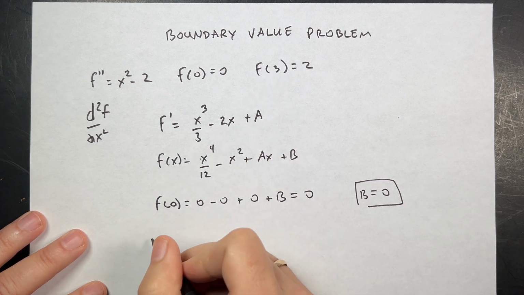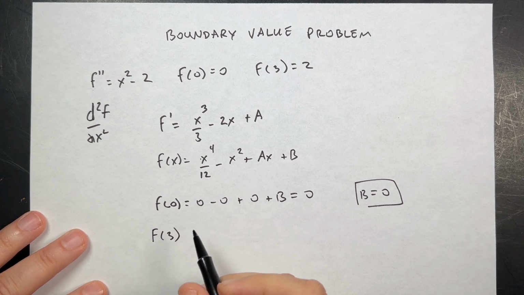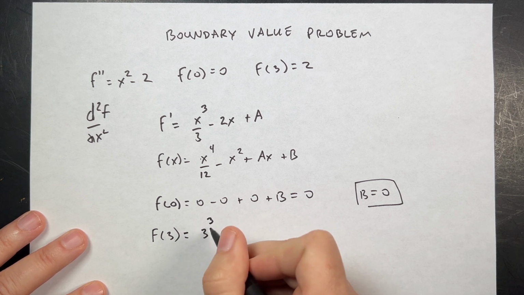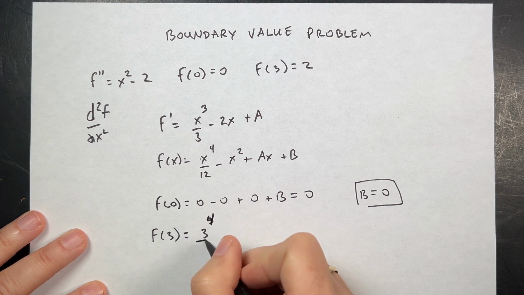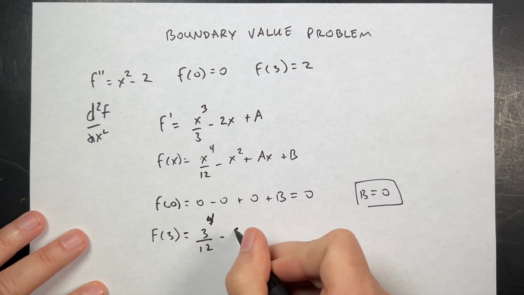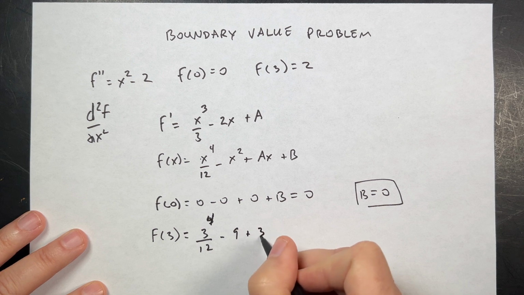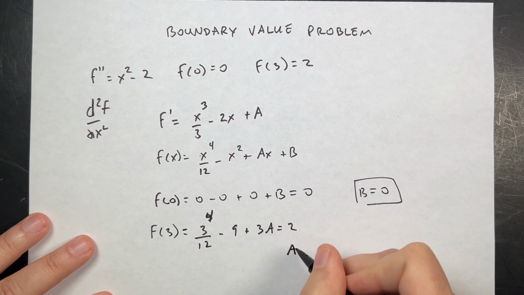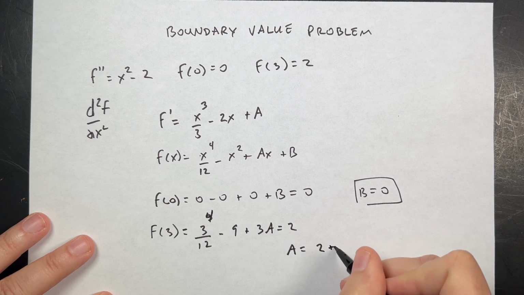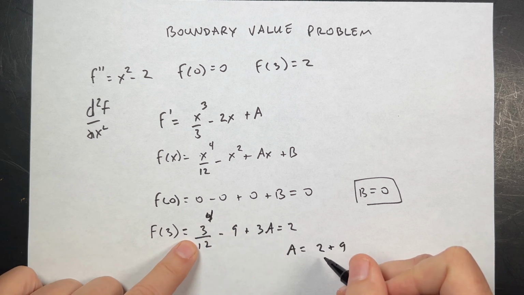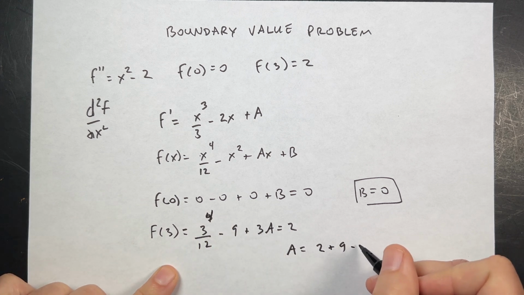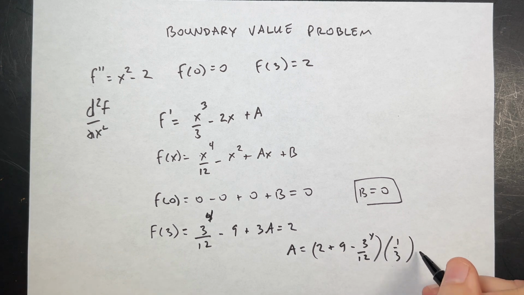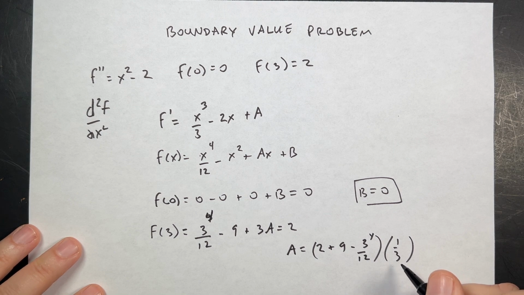Now I can apply the other boundary, f of 3, and this one didn't work out that pretty, but life's not pretty sometimes. f of 3 is going to be 3 to the fourth over 12 minus 9, which is 3 squared, plus 3a equals 2. So now I just need to solve this for a. So a is equal to 2 plus 9 minus 3 to the fourth over 12, times 1/3. So that's that. Let's just plot this and see what it looks like.